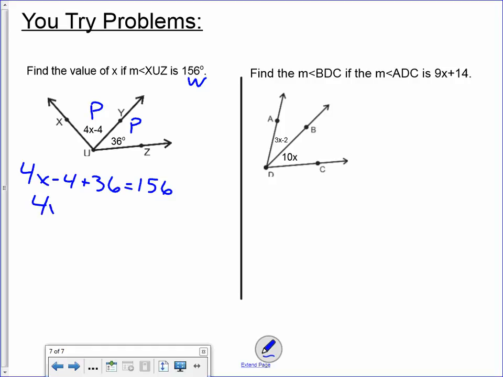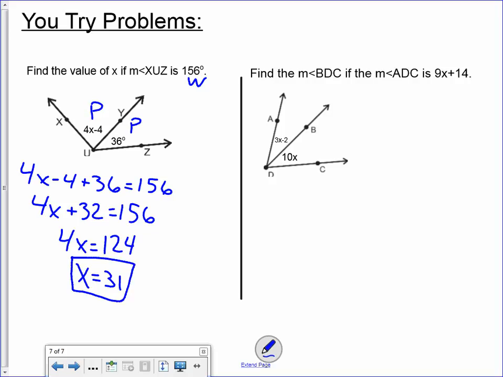Combine like terms. You can do negative 4 plus 36, which would be positive 32, equals 156. Subtract 32 from both sides, you get 4x equals 124. Divide both sides by 4, x is equal to 31. Since the question was asking, find the value of x, 31 should have been your final answer.